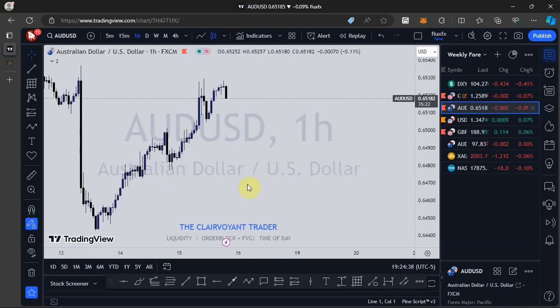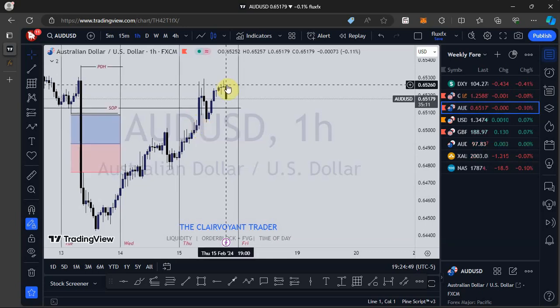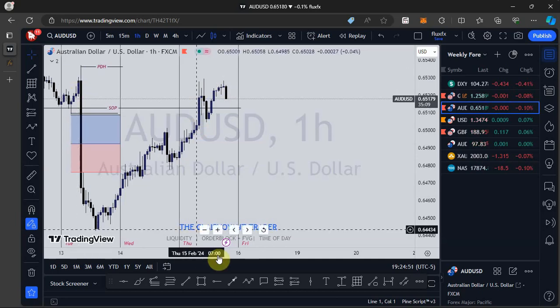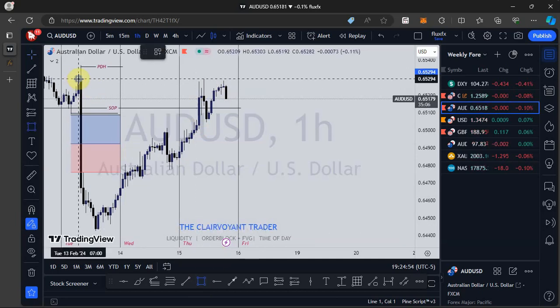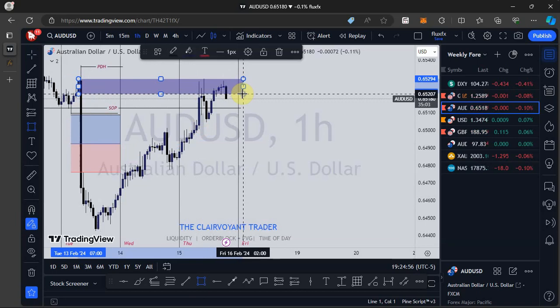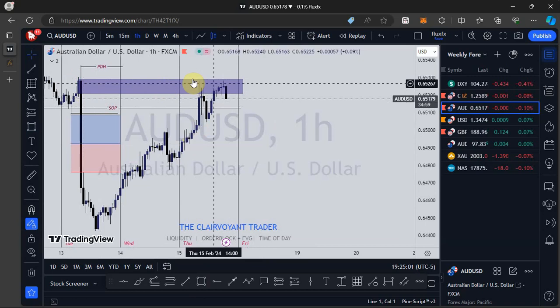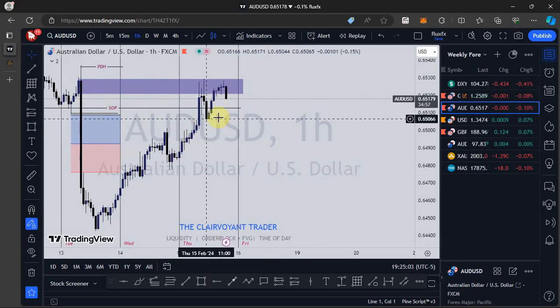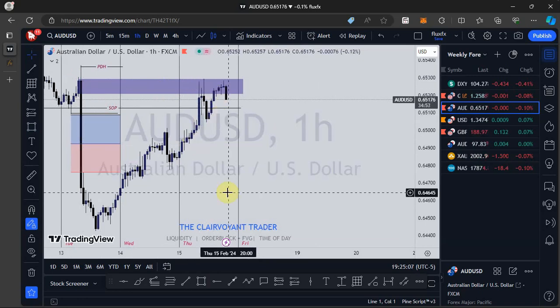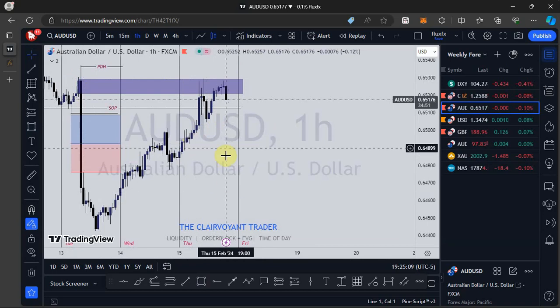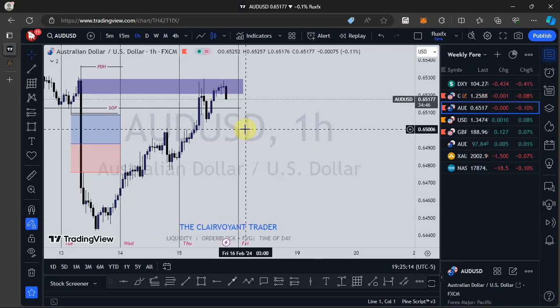For AUDUSD, we've seen price push to the upside. Price has been bullish right from Tuesday till now. And look at this here. This is a bearish order block, and price has failed to violate that bearish order block right here. For that matter, we are seeing price pushing to the downside. So going into a new day, I'll still expect to see AUDUSD continue to push to the downside.